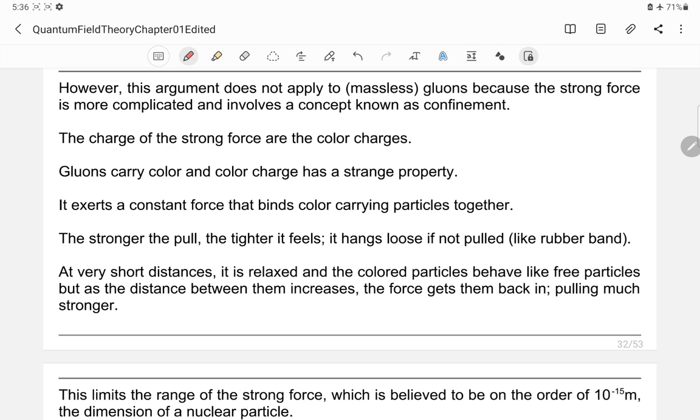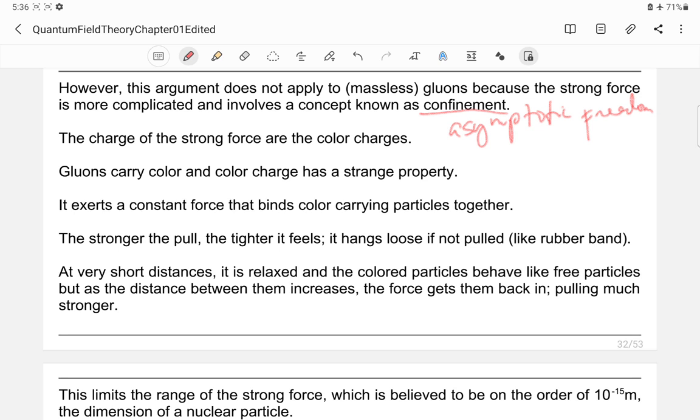So the range of force argument does not apply to the massless gluons because the strong force is more complicated and it involves confinement and asymptotic freedom, which we will study later also if it comes along.